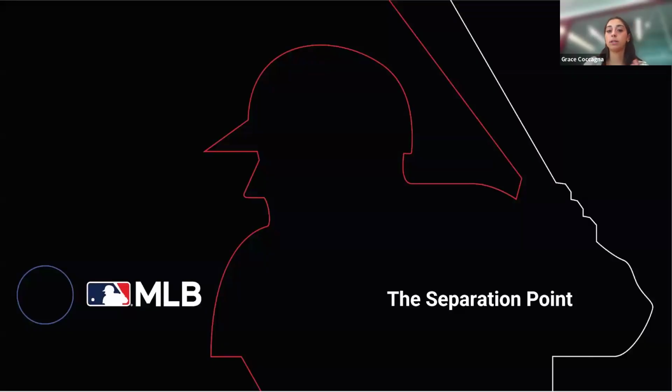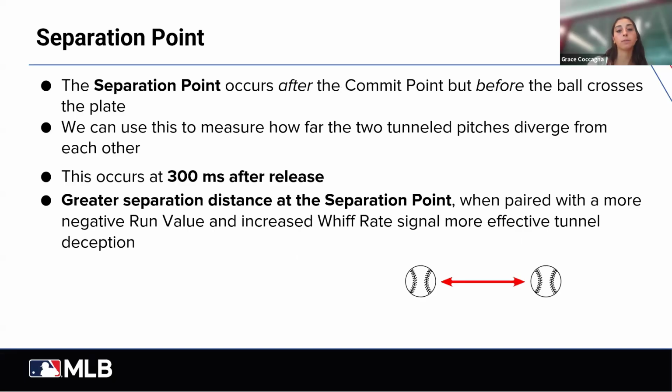Now that we have established where the tunnel is, we can start looking at how far these pitches diverged from each other at the separation point. So the separation point is after the commit point, but before the ball crosses the plate. And a reason we don't want to look at the pitch coordinates of the ball when it has already crossed the plate is due to catcher framing and a lot of movement there, which can cause issues with our analysis.